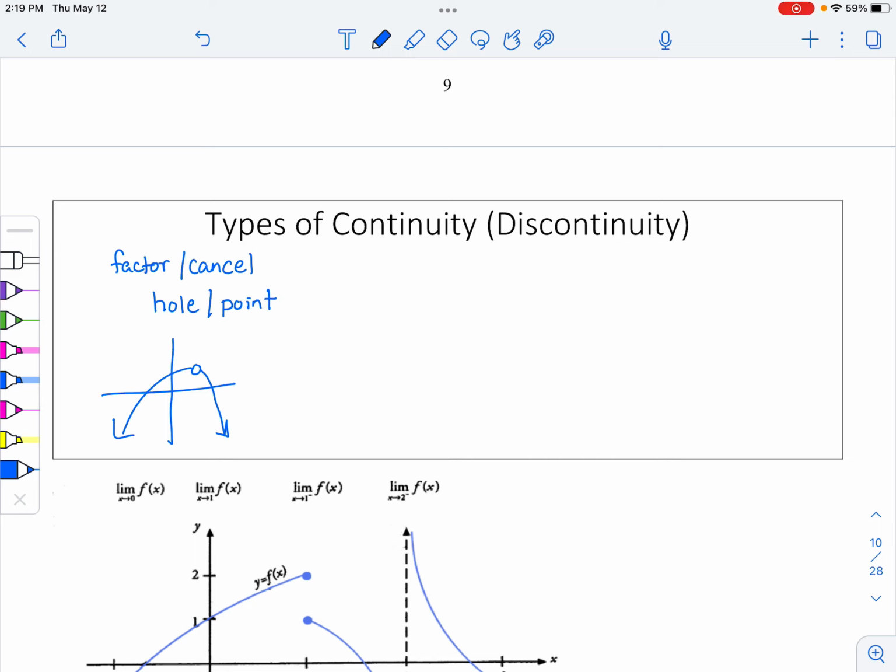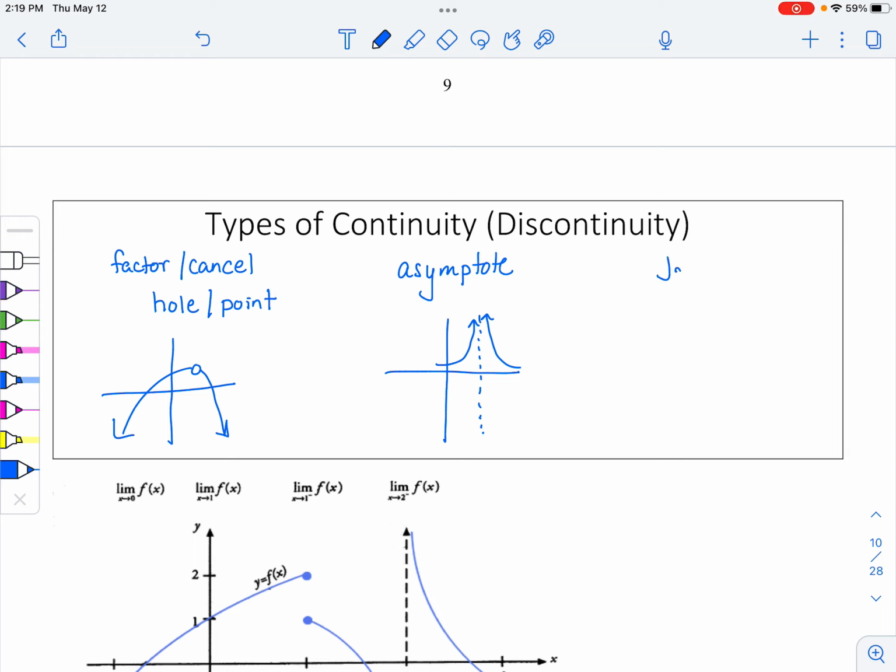When you can't factor cancel and you have a rational equation where you have a denominator that has a value that could be 0, then you have an asymptote. And what you'll see on a graph is this vertical line, and potentially you might have a graph that approaches that asymptote on both the right and the left side.